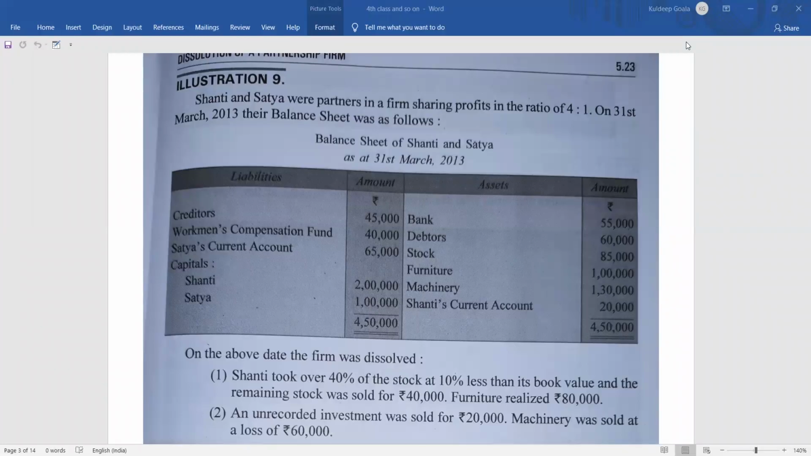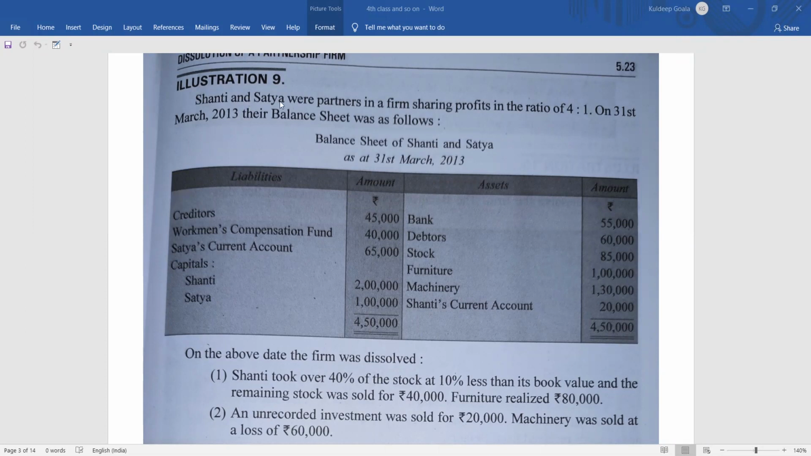Good morning, students. In the previous video, we have seen how dissolution of a partnership firm is done in a complete sum. Today we are going to continue with that, and we are going to take a similar sum so that we can get more concept about the chapter. Okay, so let's start today's class with this particular question.